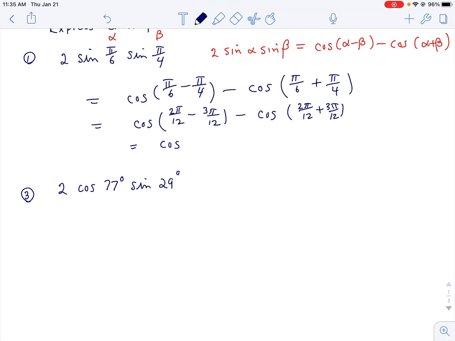Continuing down my paper, I have cosine of 2 pi over 12 minus 3 pi over 12. That's the cosine of negative pi over 12, minus the cosine, and the second parentheses is 2/12 plus 3/12, which of course is 5/12. You're almost done. That first parentheses has the cosine of negative pi over 12. The cosine of a negative angle you can drop the negative from. Cosine's an even function. If you think of the graph of cosine, it's symmetric in the y-axis.